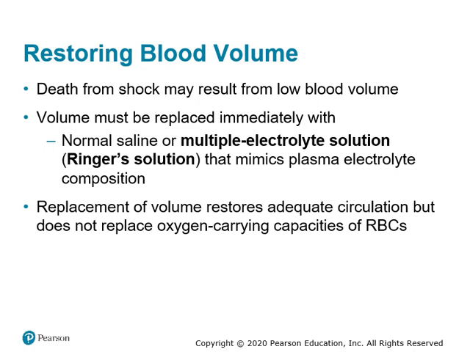So we have to restore blood volume, because death from shock may result from that low blood volume, so we might replace blood first with a normal saline or a multiple electrolyte solution called a Ringer solution, and this mimics plasma electrolyte composition. Now this is just to replace volume, because the replacement of volume restores adequate circulation, but it won't replace the oxygen carrying capacity of red blood cells.